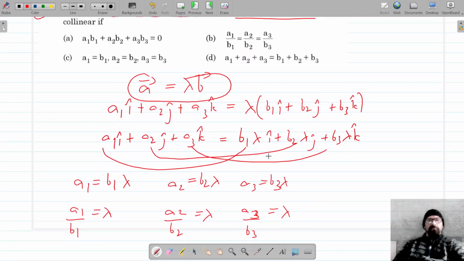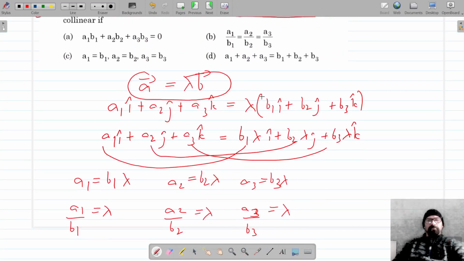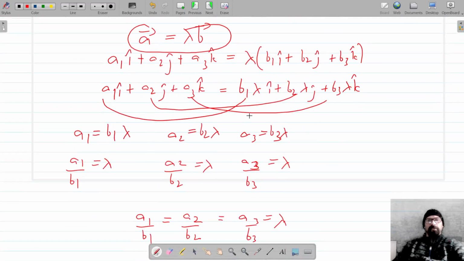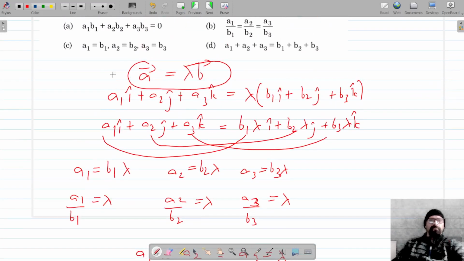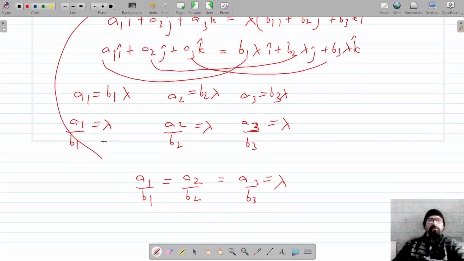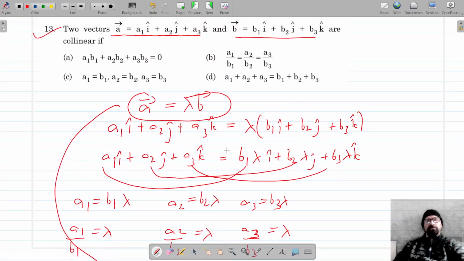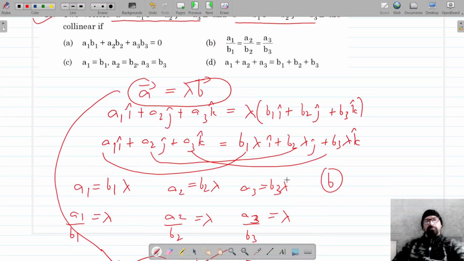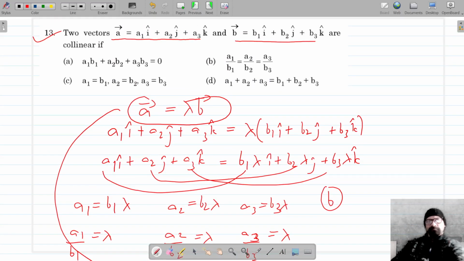So we can say that if A1 upon B1 is equal to A2 upon B2 is equal to A3 upon B3, from this condition we have got this. For two vectors satisfying this, we can say that these are collinear vectors. So our option is option B from this one.